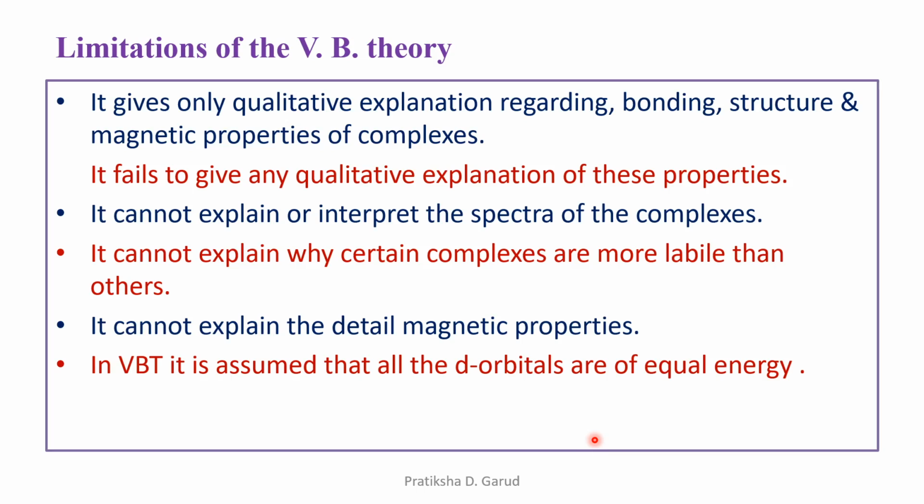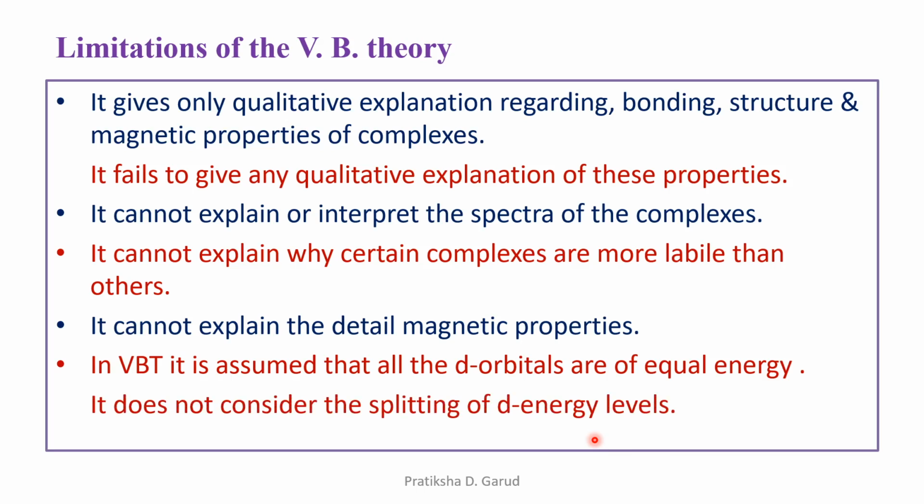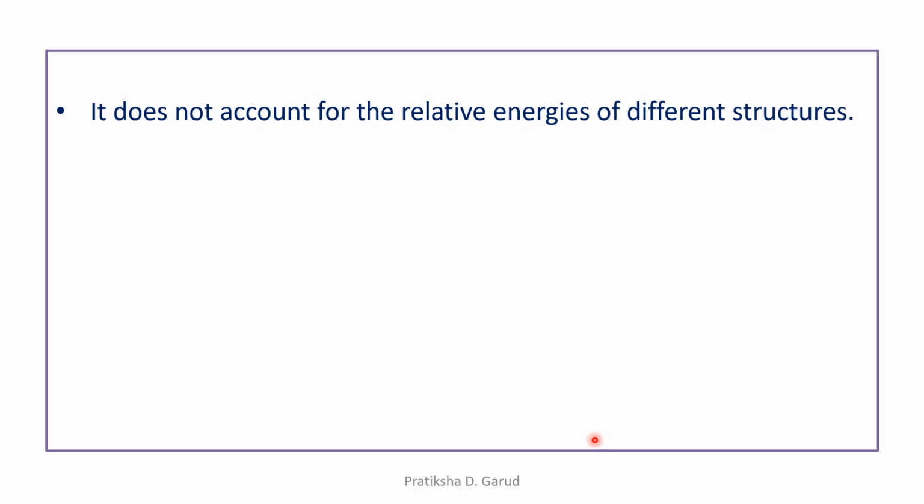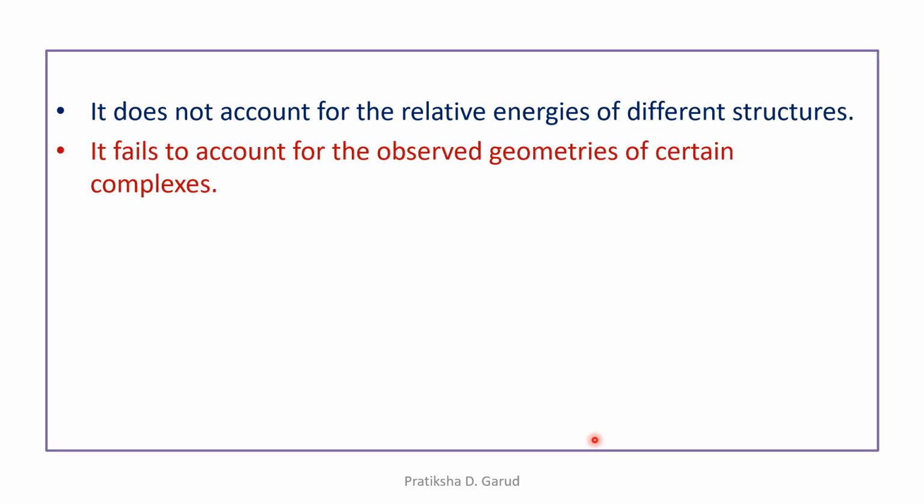Then in VBT, it is assumed that all the d orbitals are of equal energy. We know that there are 5 d orbitals and they are not degenerate, they are split. But VBT shows that they are all of equal energy, but generally they are of different energy. It does not consider the splitting of d energy levels. Then it does not account for the relative energies of different structures. It fails to account for the observed geometries of certain complexes.